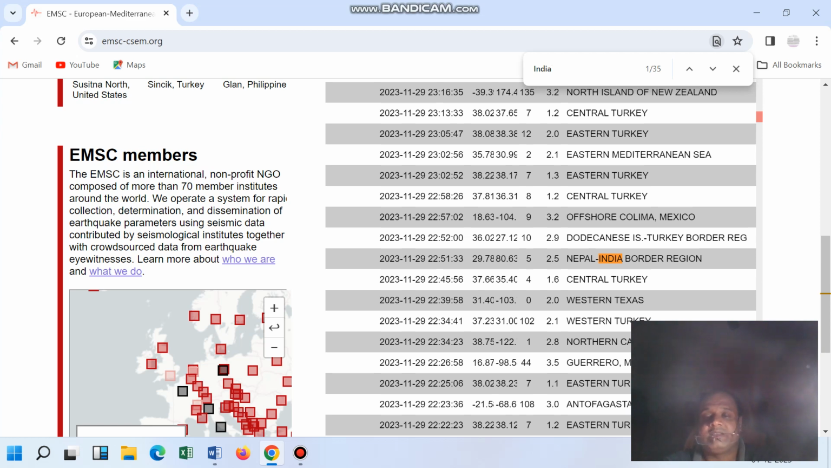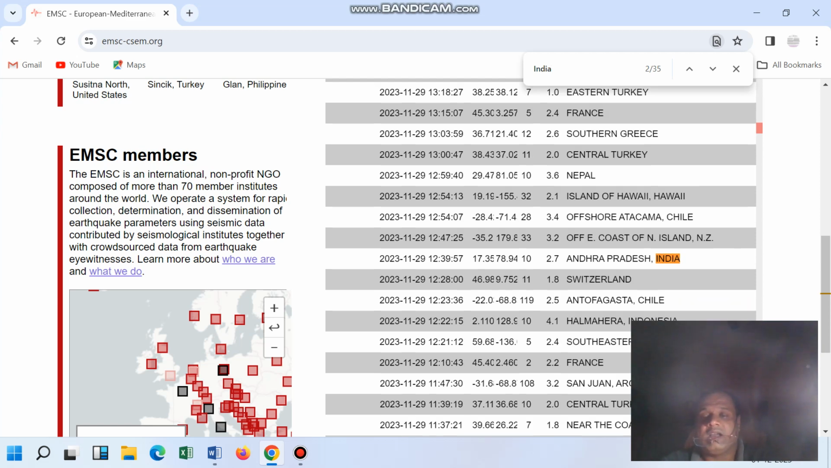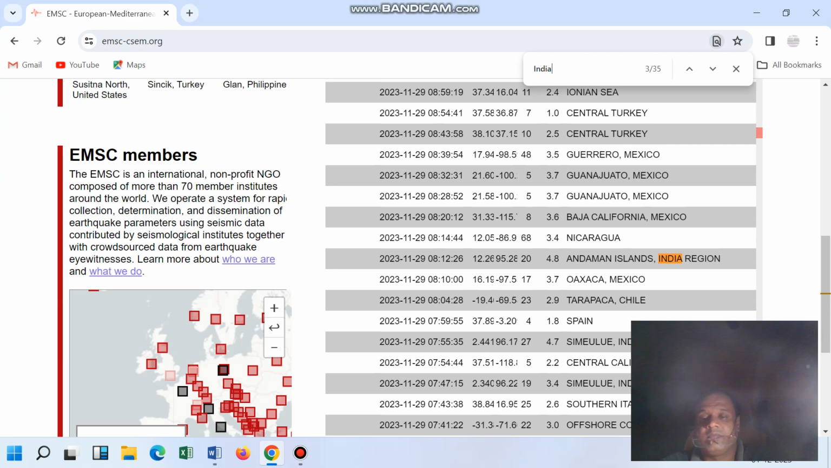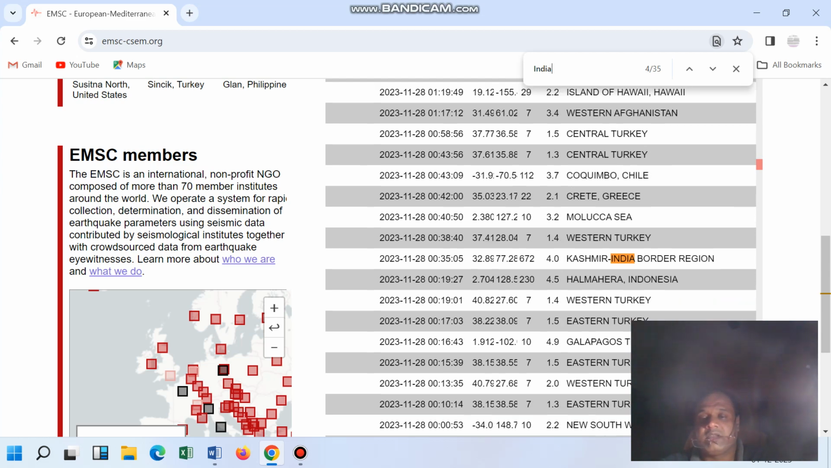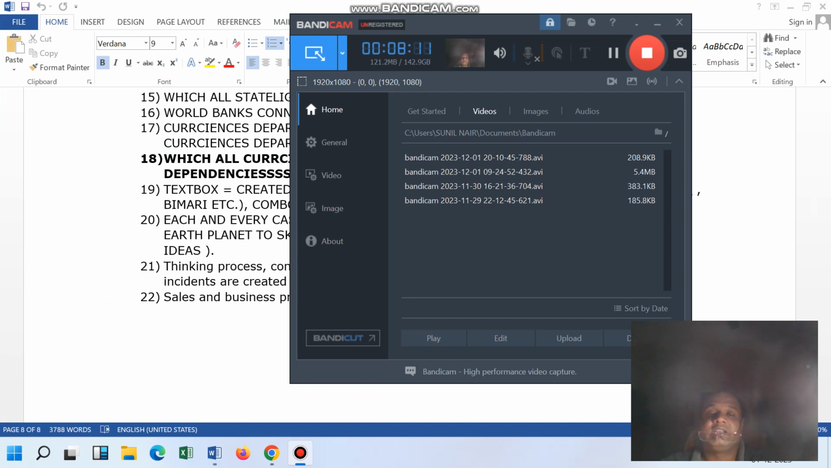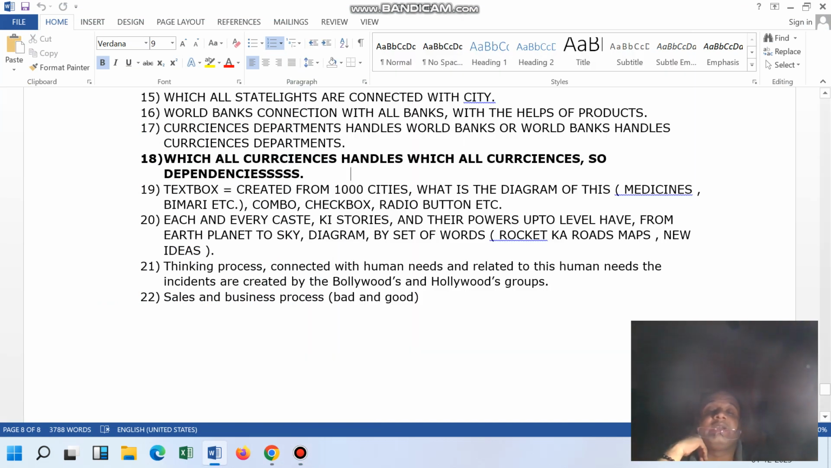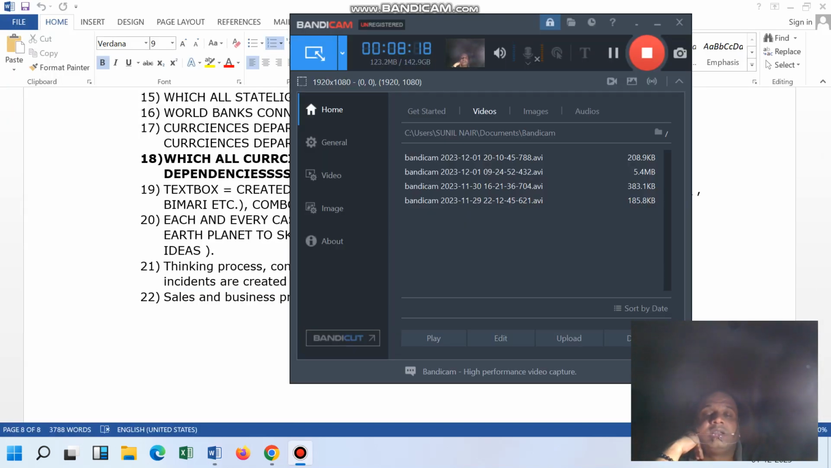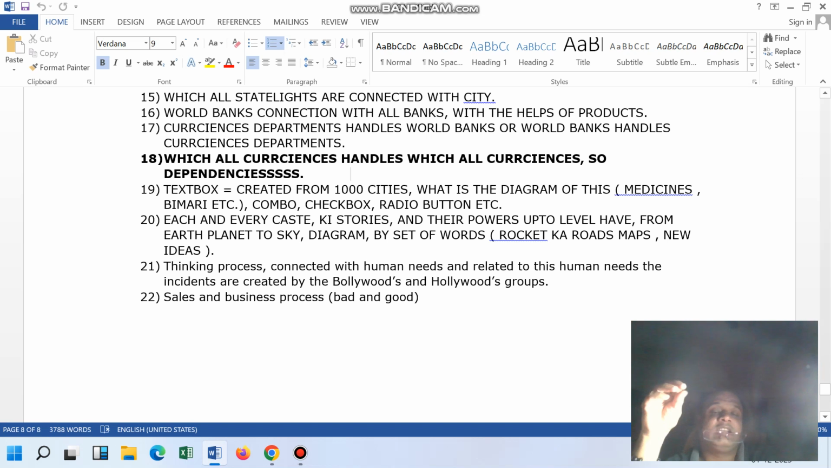Currently assume that in India, a few days before, Andhra Pradesh got an earthquake, Andaman Nicobar got an earthquake, Kashmir got an earthquake, Uttar Pradesh also got an earthquake. Like this, many cities of India got earthquakes. What is that? We will discuss it later. That is actually a very lengthy topic, and a very dangerous topic.